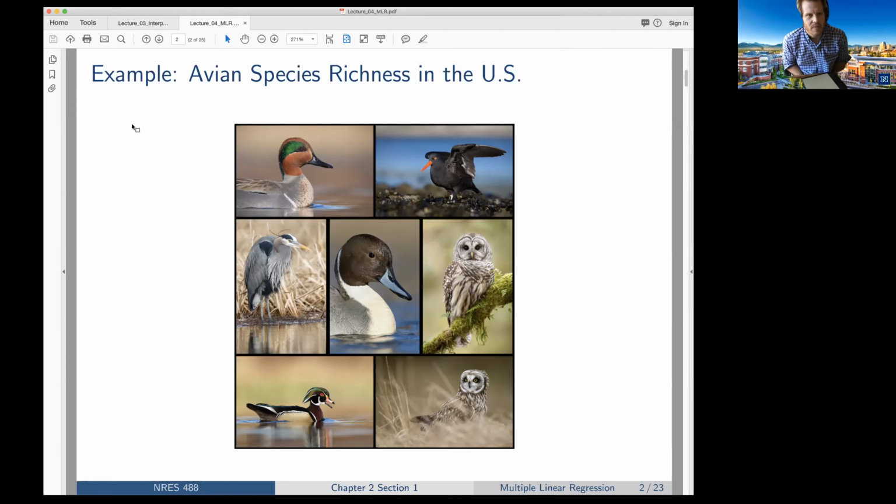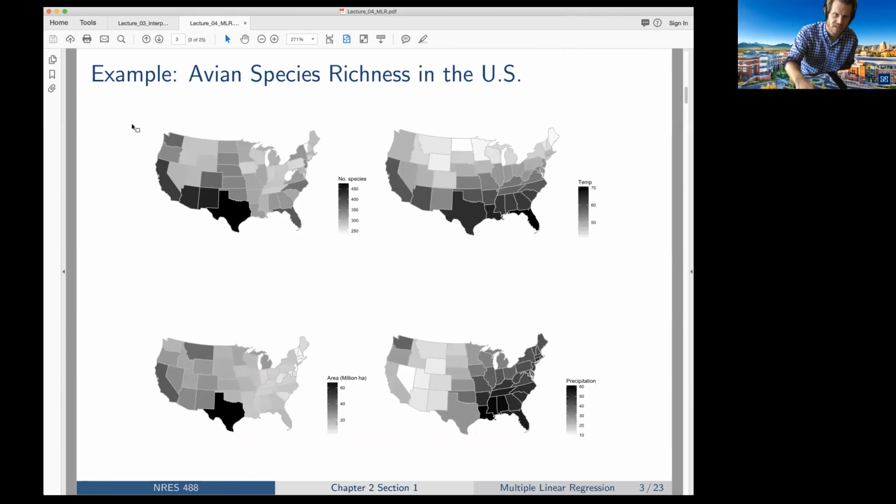All right, so the idea with this example is how many species are in each state? And can we explain that by covariates in the state? So let's look at an example.